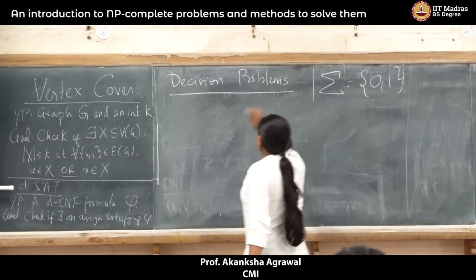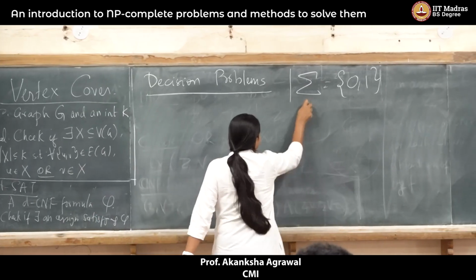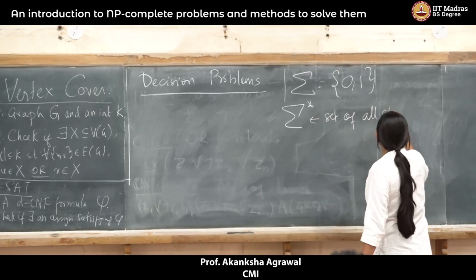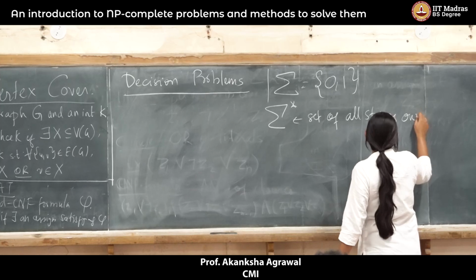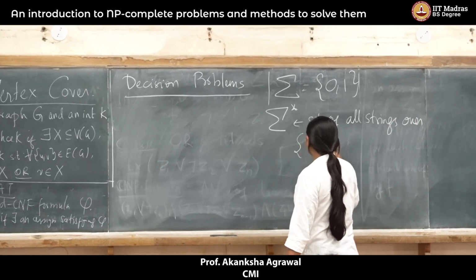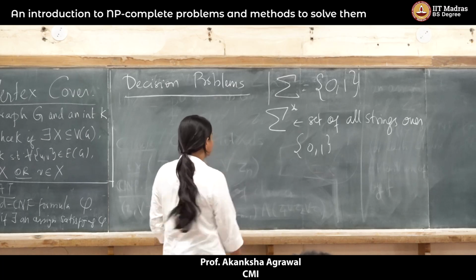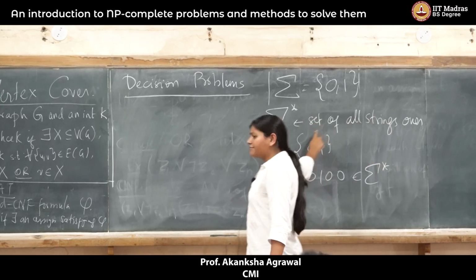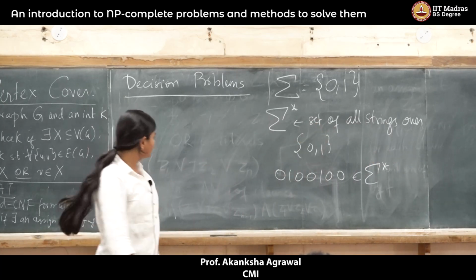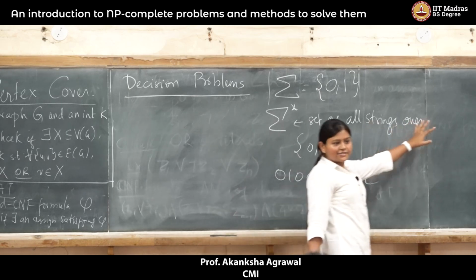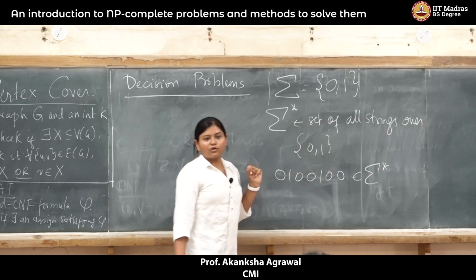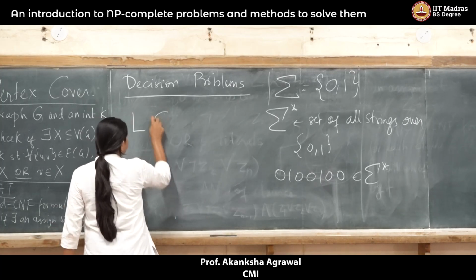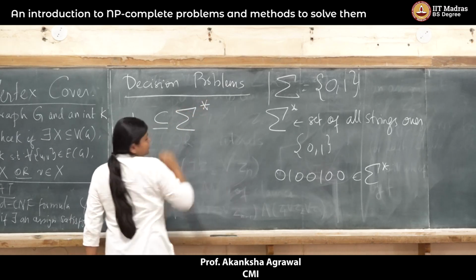Okay, so a decision problem is defined as follows. Sigma star is the set of all strings over the set {0, 1}. Okay, strings which have symbols only 0 or 1. For instance, 0 belongs to sigma star. Okay, these are finite length strings, not infinite length strings. Sigma star is the set of all finite strings where the symbols are only 0 or 1. Okay, so now a decision problem is nothing but L, a subset of sigma star.